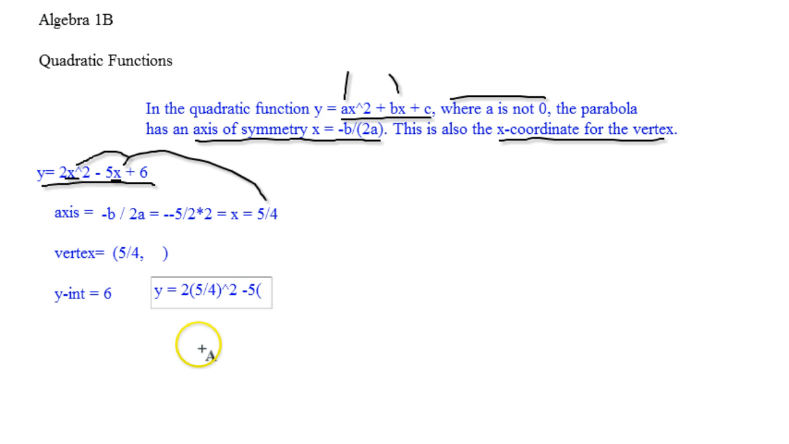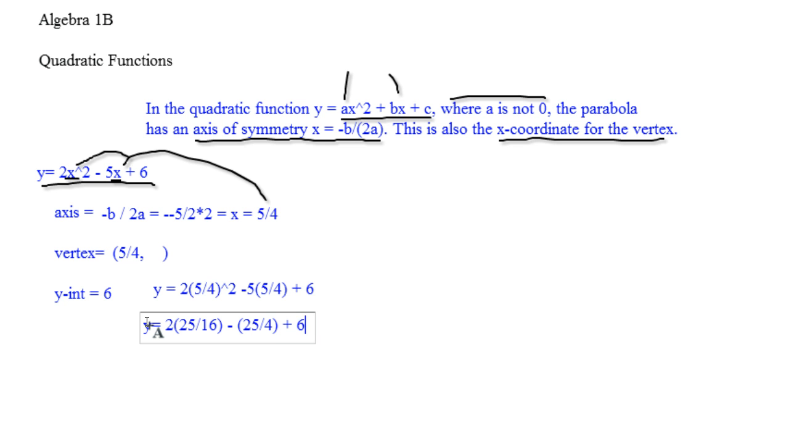Okay, so y equals 2 times parentheses 5 divided by 4, and then I'm going to square that, minus 5 times 5 divided by 4 plus 6. Okay. Alright, so if you have a fear of fractions, get over it now, because we're going to be going big time on this. So this is going to be 2 times 25/16. Alright, minus 5. Well, let's go ahead and multiply that out. So that would be minus 25/4. So that's my fraction already over there.